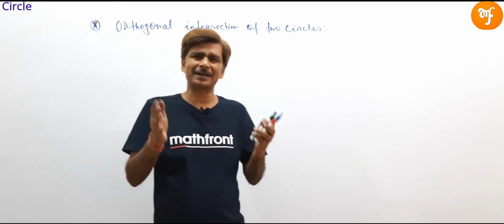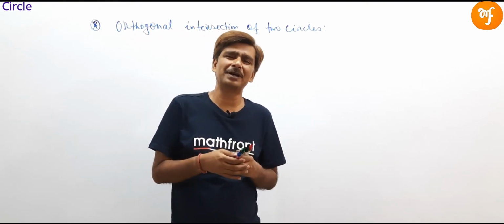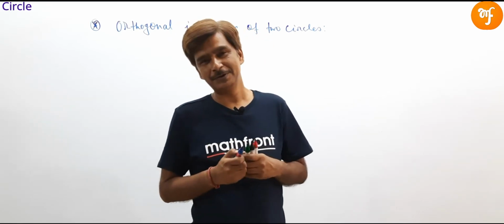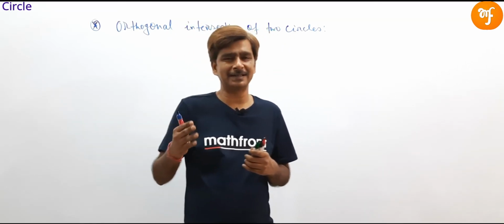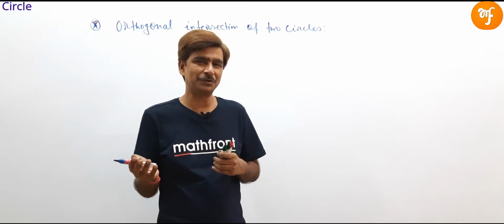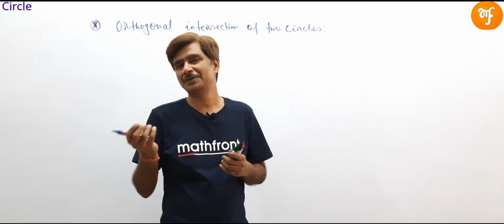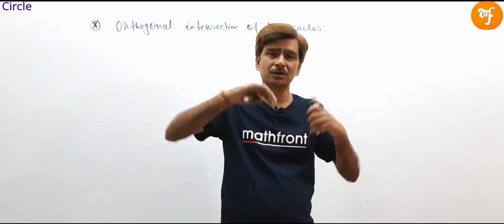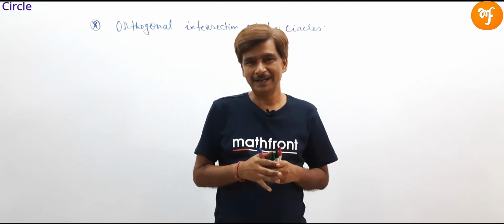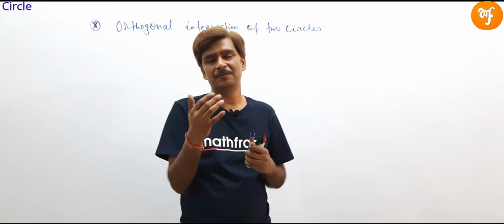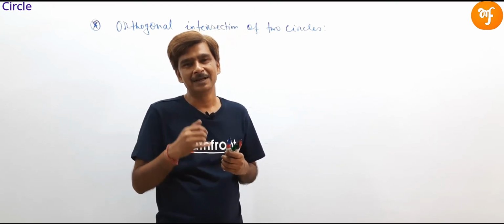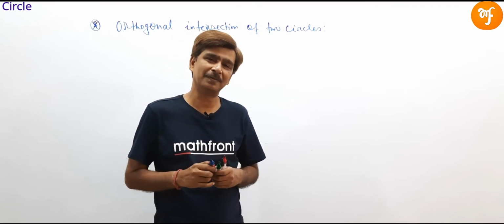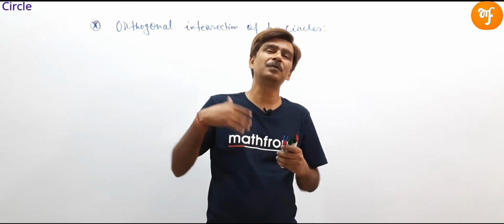So consider two circles, one is x square plus y square plus 2g1x plus 2f1y plus c1 is equal to 0, and another circle, that is x square plus y square plus 2g2x plus 2f2y plus c2 is equal to 0. If these two circles cut orthogonally to each other, then the condition of orthogonal intersection becomes 2g1g2 plus 2f1f2 is equal to c1 plus c2. And we will prove this also.